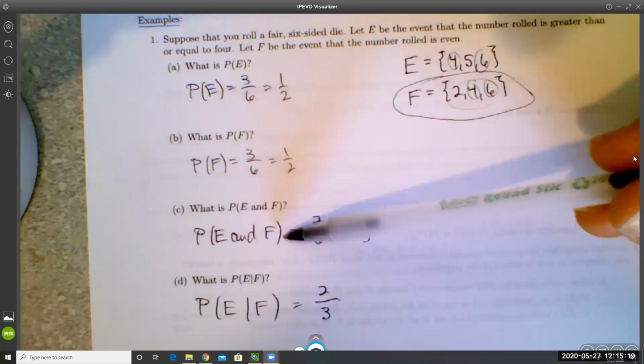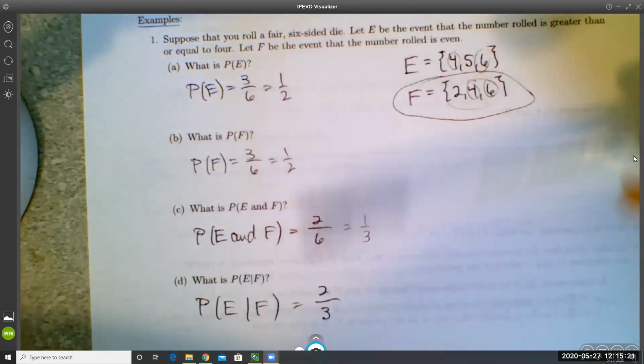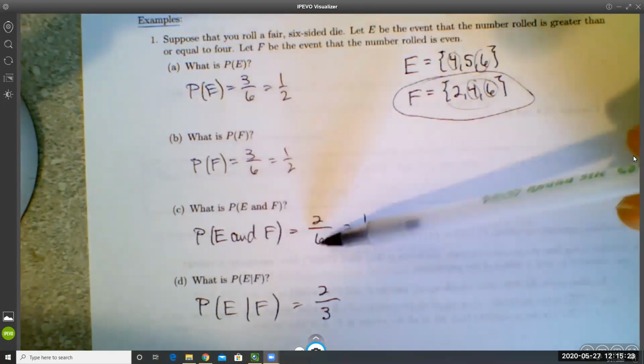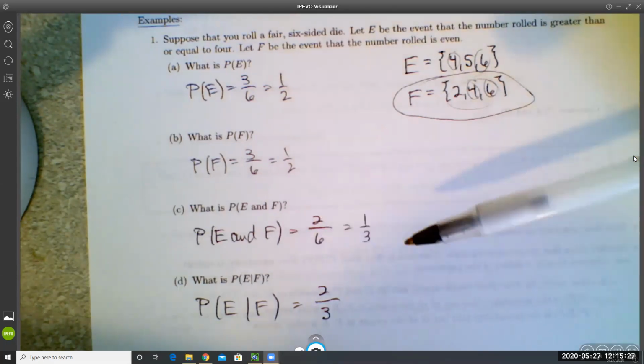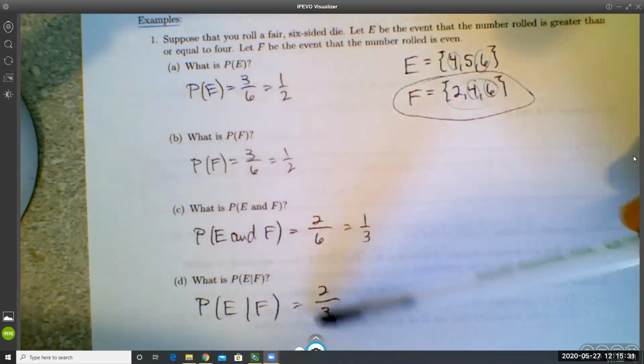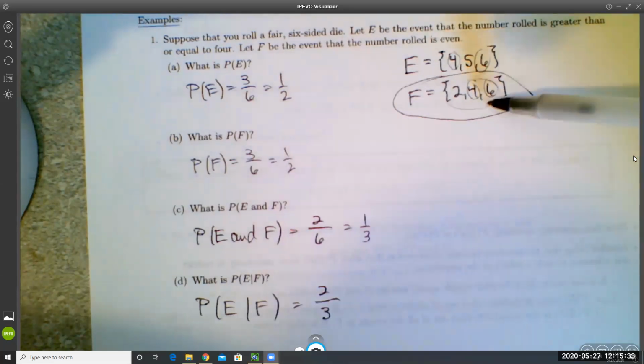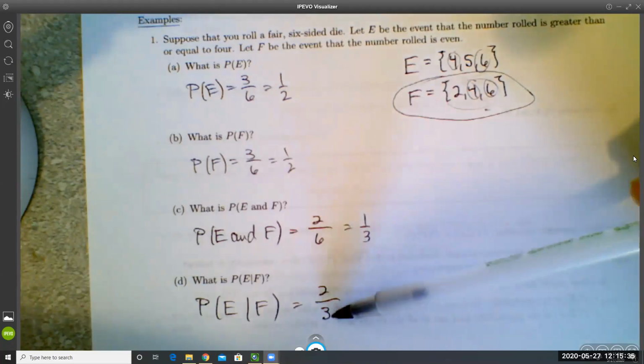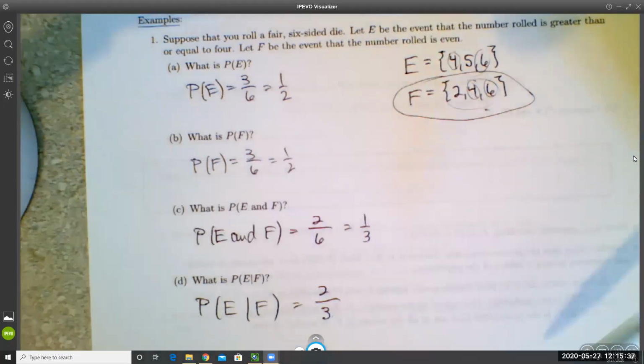Now you can see the difference, right? With probability of E and F, you had 6 possibilities, and there were 2 ways that they could both happen. With probability of E given F, you only have 3 possibilities because you know that F occurs, and then there are 2 ways that they can both happen.